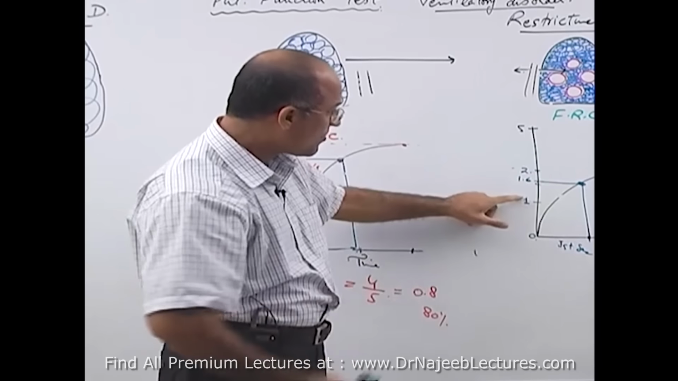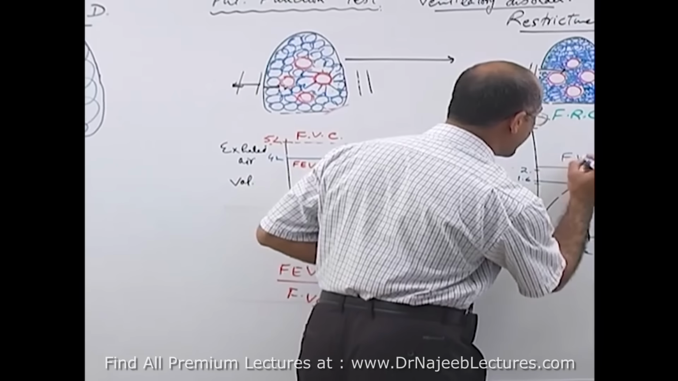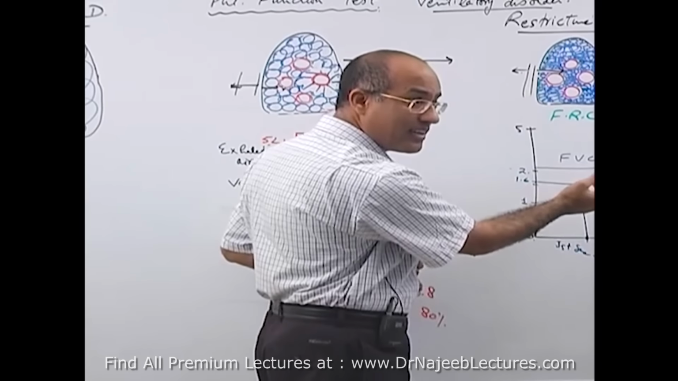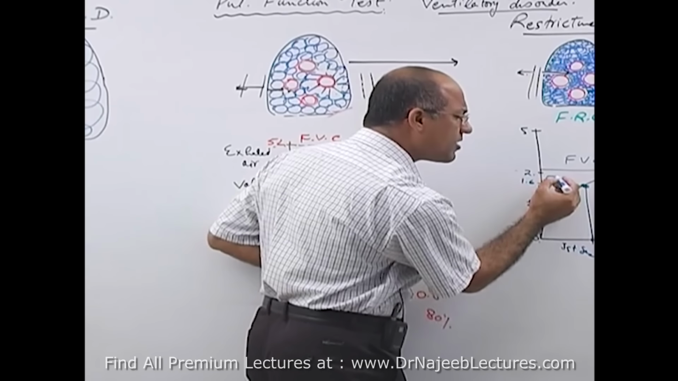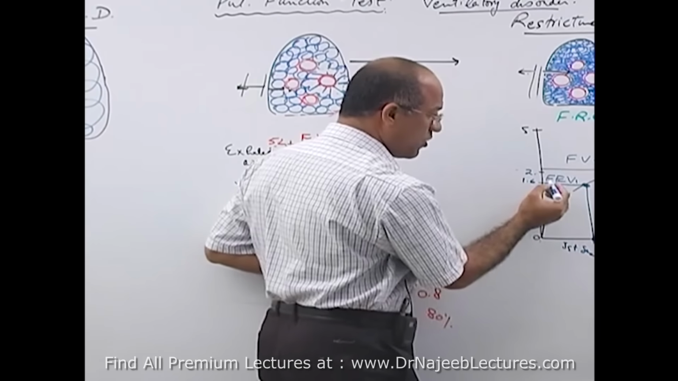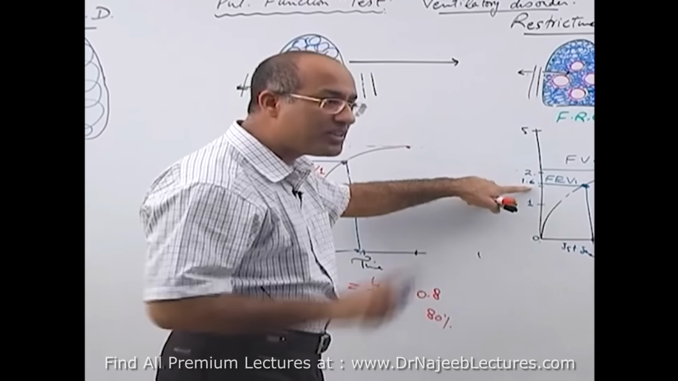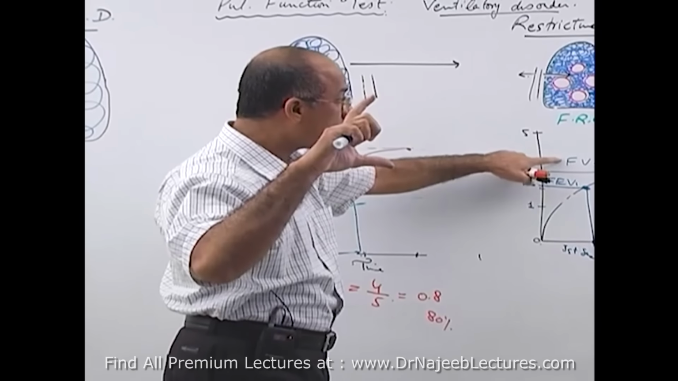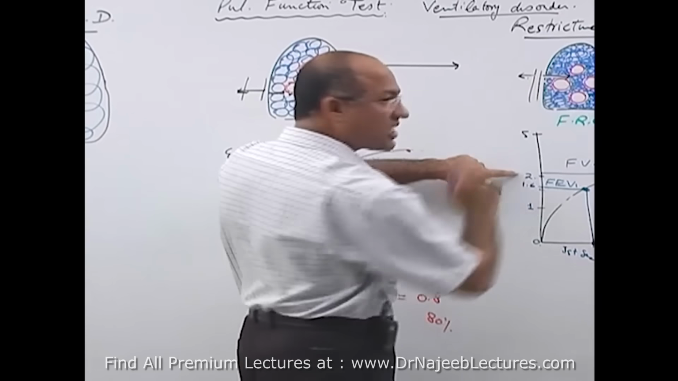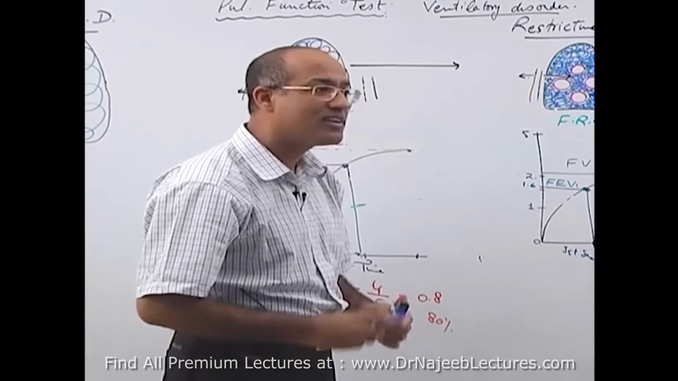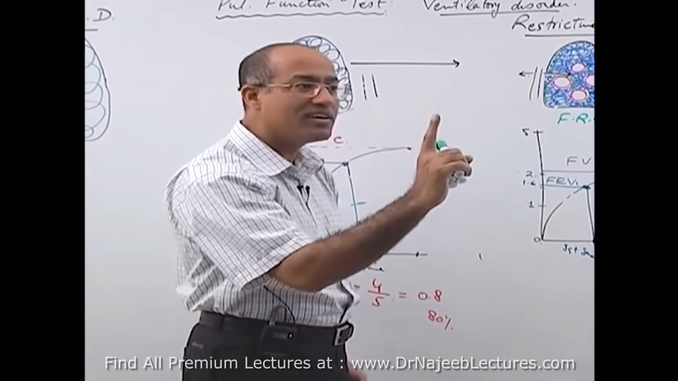Now what we really see here, even though the forced vital capacity is less, it is 2 liter, is that right? Less than normal. But during the first second, FEV1, forced expiratory volume during the first second, is 1.6 liter. It means even though the total forced vital capacity has been reduced, because there is no airway obstruction, still a significant part of the forced vital capacity is thrown out during the first second.